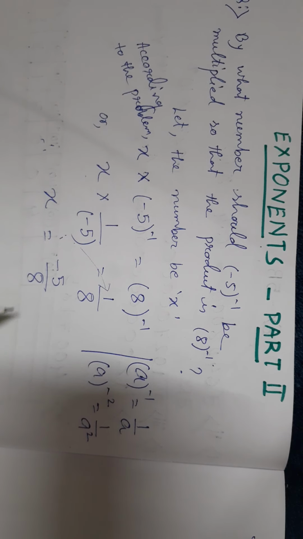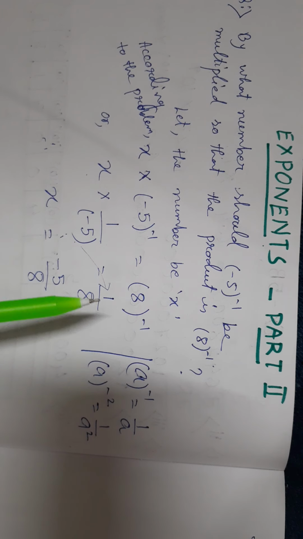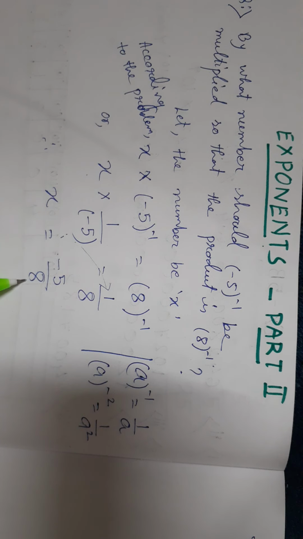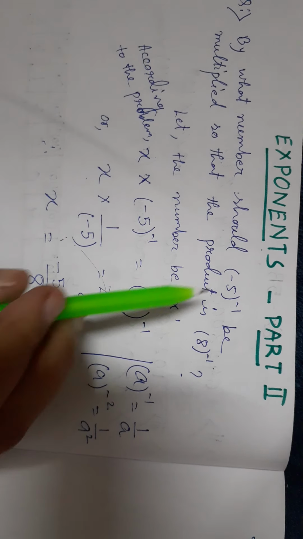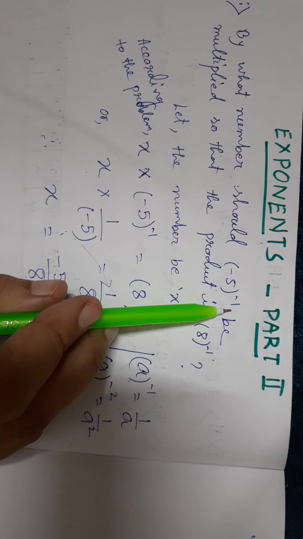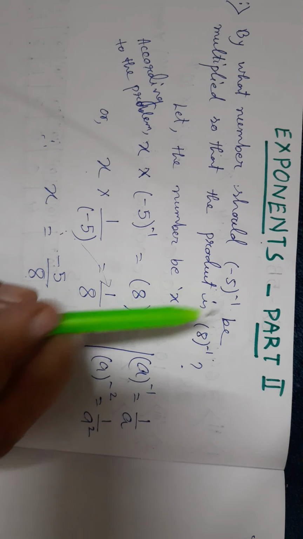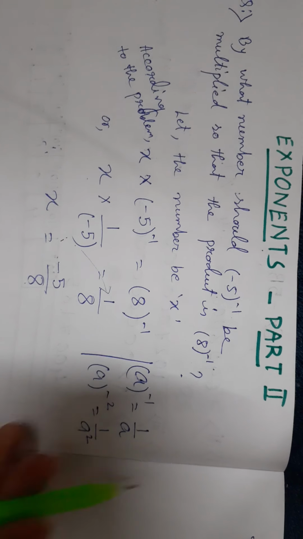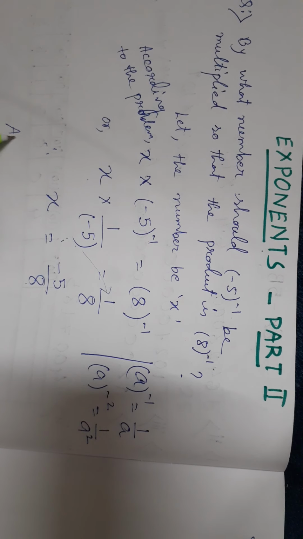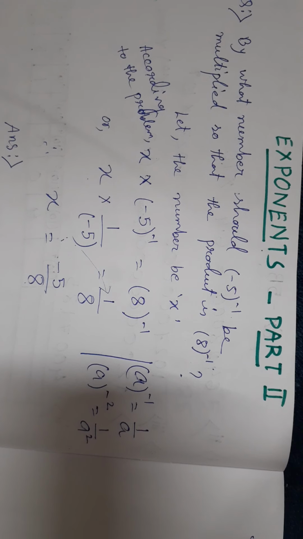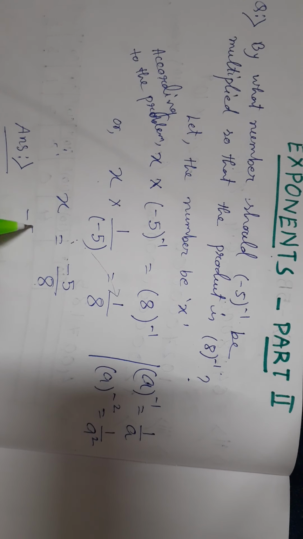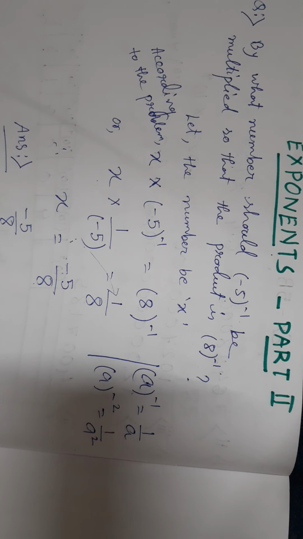So we have to multiply -5 by 8 with -5 raised to the power -1 so that we can get the product 8 raised to the power -1. So our answer will be -5 by 8.